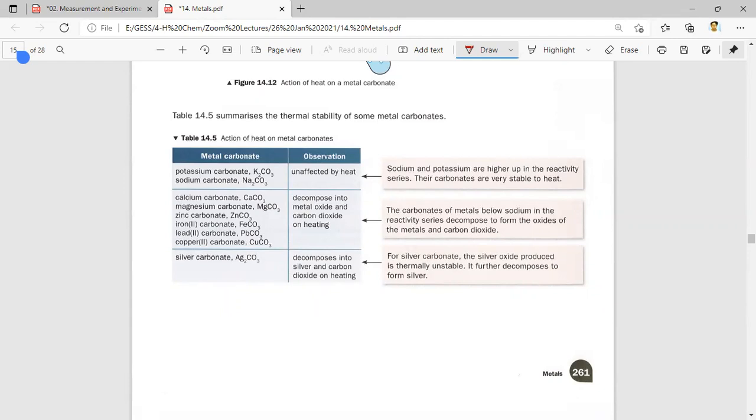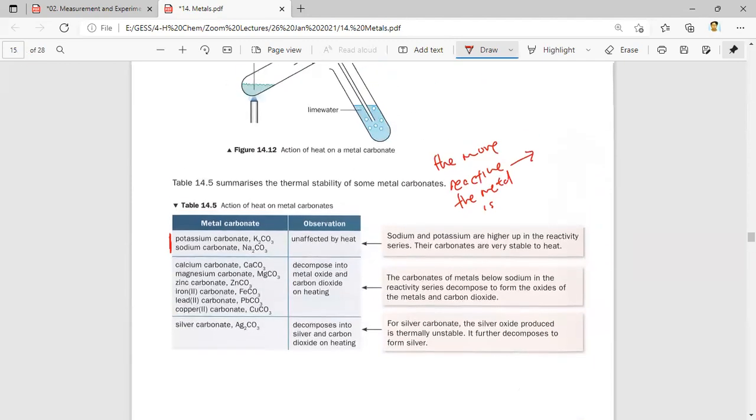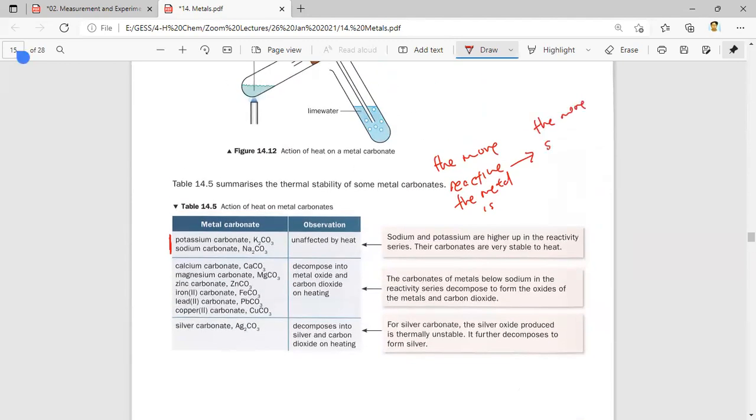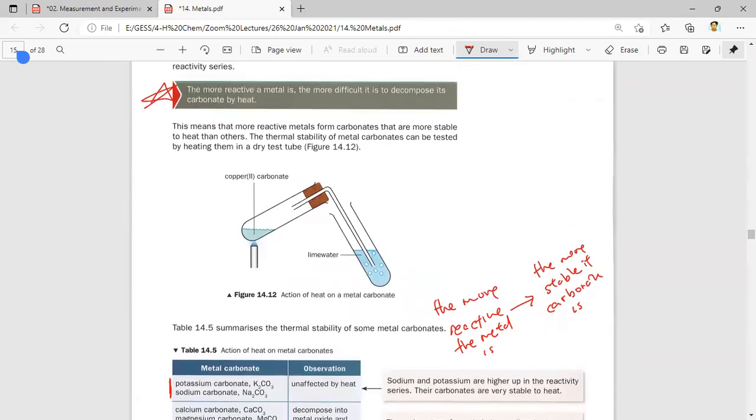Those that are more reactive, okay? Actually, the more reactive the metal is, the more stable its carbonate is. Which means that this one here means less easily, more difficult to decompose.